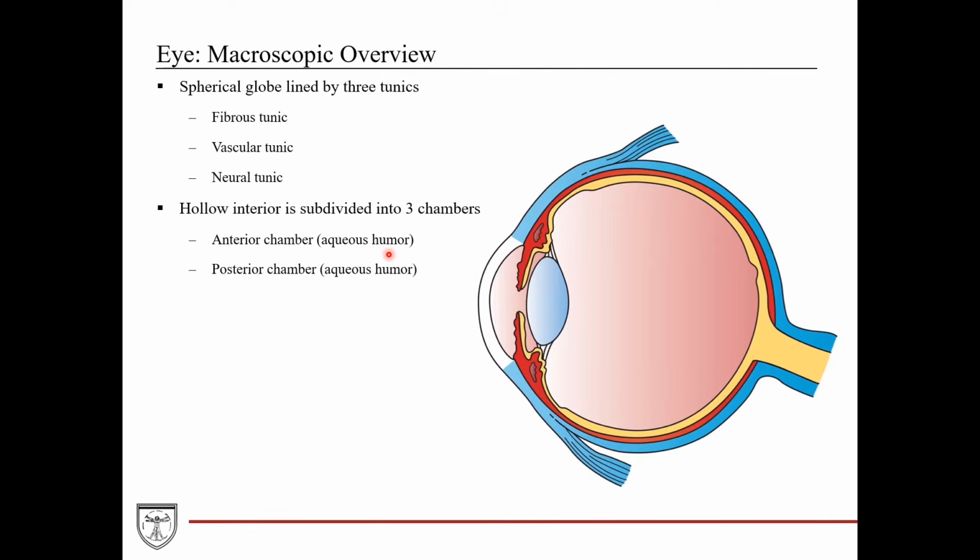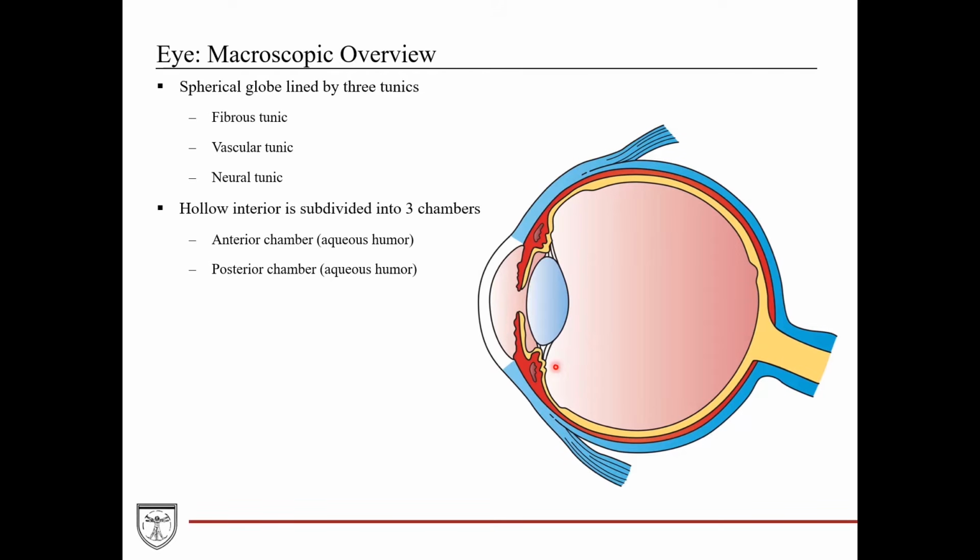Posterior to the anterior chamber, we have this narrow space between the backside of the iris and the anterior surface of this transparent structure called the lens. This narrow space is called the posterior chamber, and it too is filled with the aqueous humor. And as you can see, the posterior and anterior chambers are communicating with each other via the pupil.